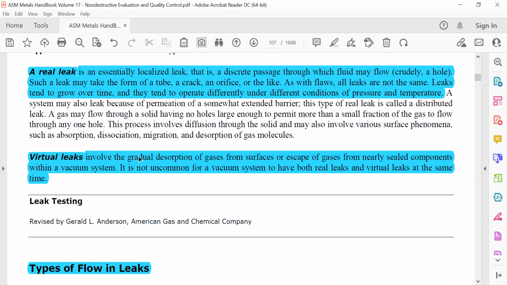Virtual leaks involve the gradual desorption of gases from the surface or escape of gases from nearly sealed components within a vacuum system. It is not uncommon for a vacuum system to have both real leaks and virtual leaks at the same time.